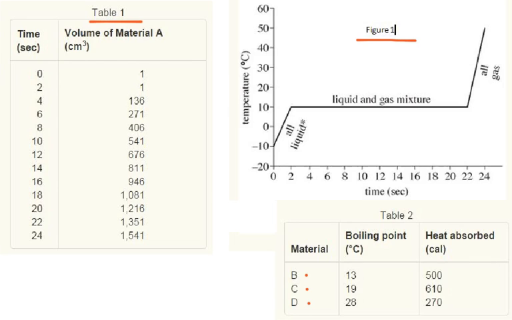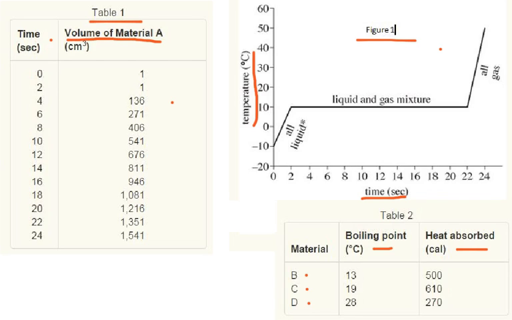So as I look at table 1, it is looking at time versus the amount of volume of material A, where figure 1 is looking at time, again, in the same time frames from 0 to 24 seconds, making connections, but now we're looking at what's happening to the temperature of A. So if the question asks you for volume, we're going to go right to table 1. If it asks you for temperature, we're going to go right to figure 1. Now table 2 is looking at materials B, C, and D, and the boiling point and the amount of heat absorbed as this object is heating.